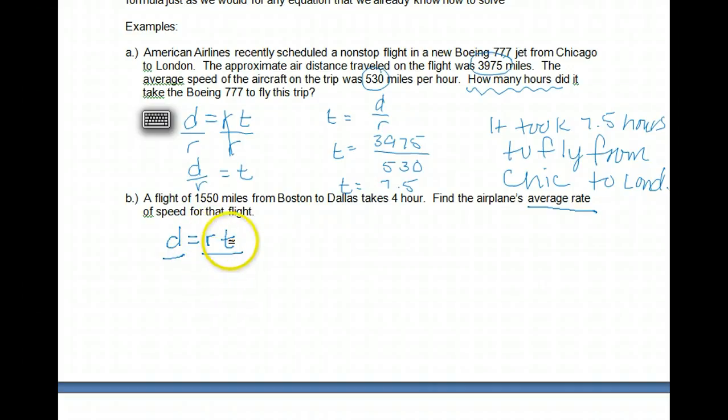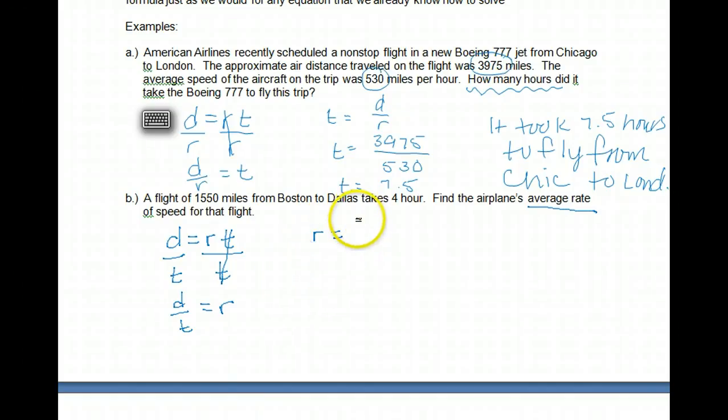So rate times time. In order to undo multiplication, I must divide both sides, and I'm going to divide it by time so that I can isolate rate. So I have d over t equals r. Now that I have my formula solved for r, I can go ahead and plug in my given information.